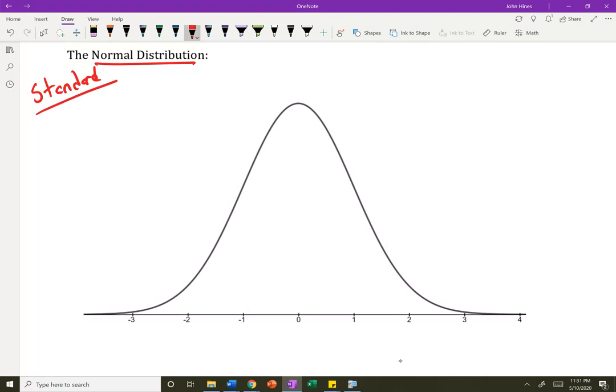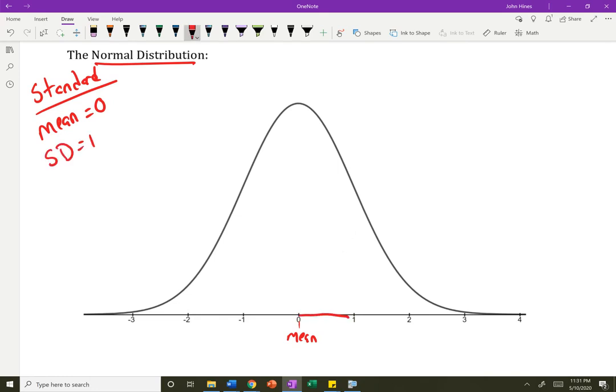Why is it the standard normal curve? Well, because the mean is 0. It's centered at 0. This is the center. This is the mean here. The mean is centered at 0, which means 50% of the data is on that side, and 50% of the data happens to be on that side because it's in the center. It's that mean value there. And the standard deviation is 1 unit.